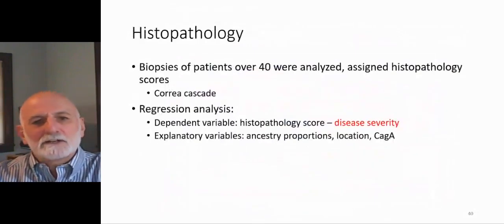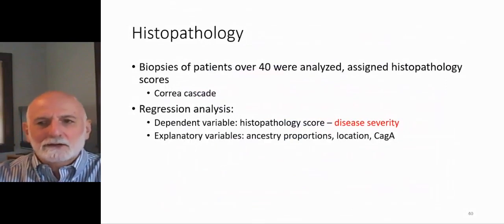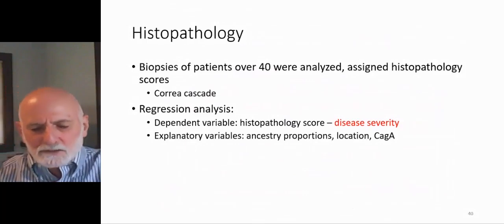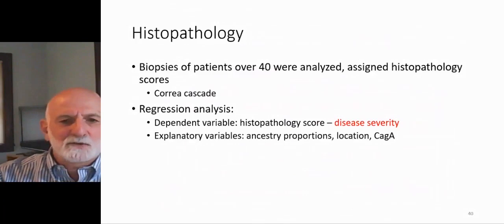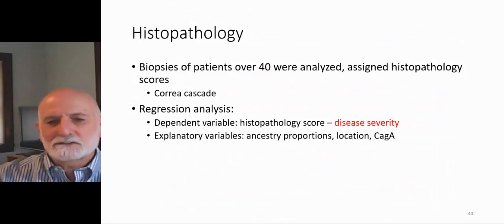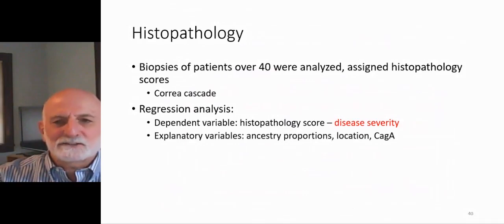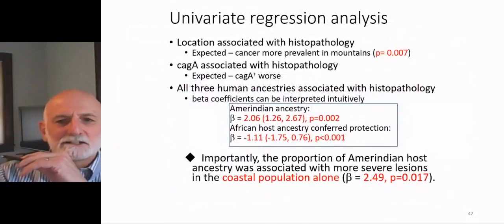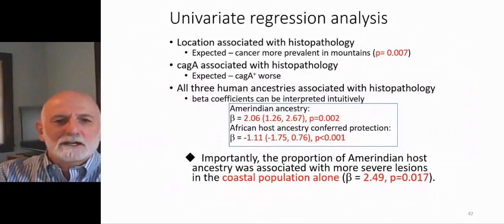So we had biopsies on everybody who was over 40, using this Correa cascade on a scale of 1 to 6, and we simply did regression analyses. We also did ordinal regression, but I'll present the linear regression results because the results are virtually identical. So we used the histopathology score, basically that 1 to 6 score, as our dependent variable, as a measure of disease severity. And we looked at ancestry proportions, location, and CagA, this gene, which has been consistently shown to associate with risk of cancer. So when we do that, just testing for the location is highly significant, which is not surprising because there's a 25-fold difference. People who had a CagA positive strain had worse disease, and all 3 human ancestries associated with histopathology.